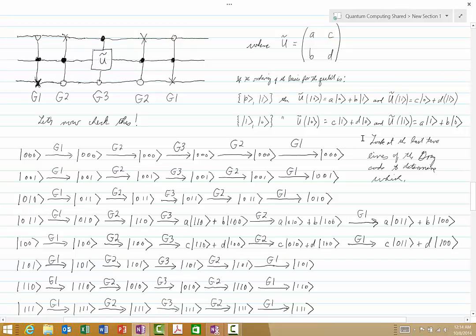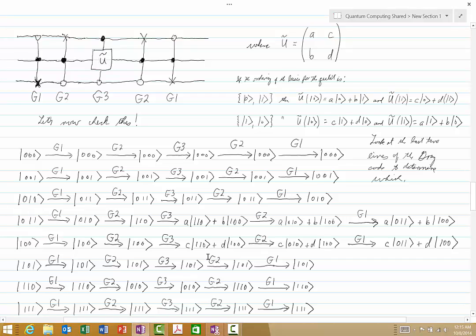U tilde of 1 is A1 plus B0. So we get A times 110 plus B times 100. Again, notice that the 1 in the first qubit and the 0 in the last qubit are just coming along for the ride. It's only the second qubit that is getting acted upon by U tilde, and U tilde acts on 1 by giving A times 1 plus B times 0, as is indicated here.